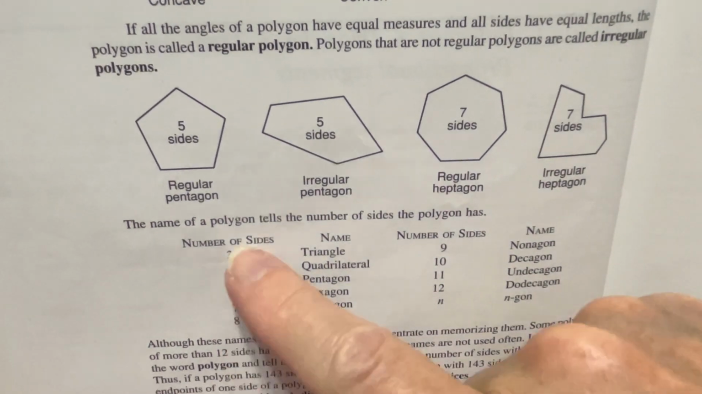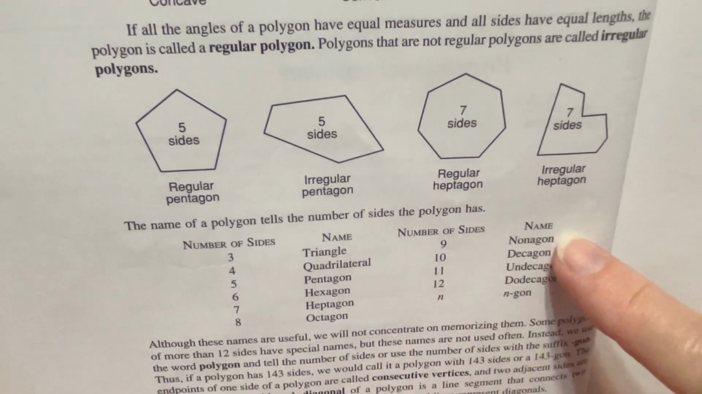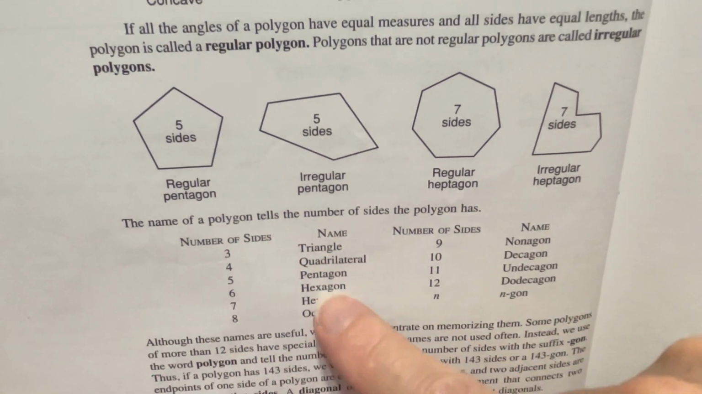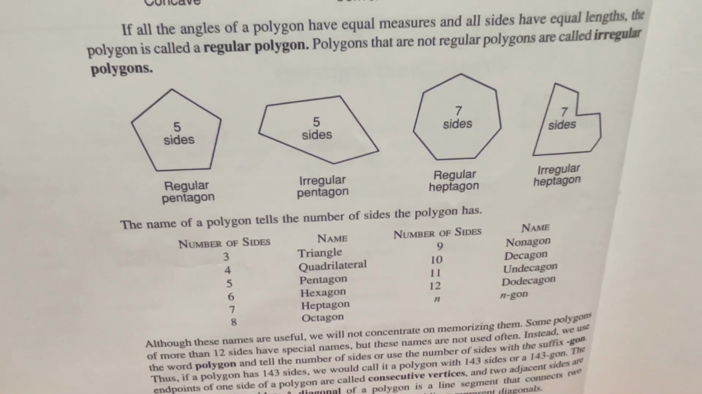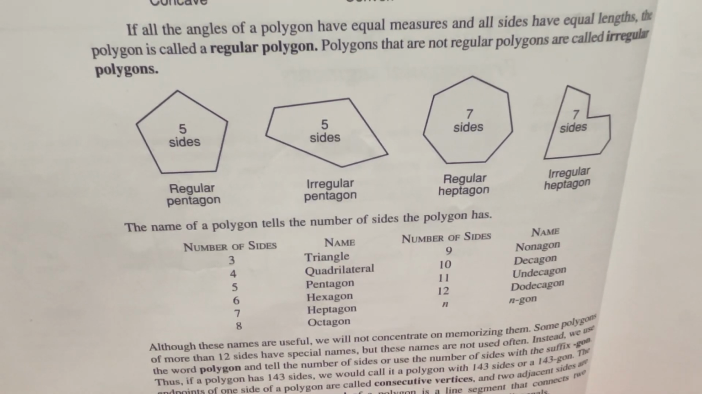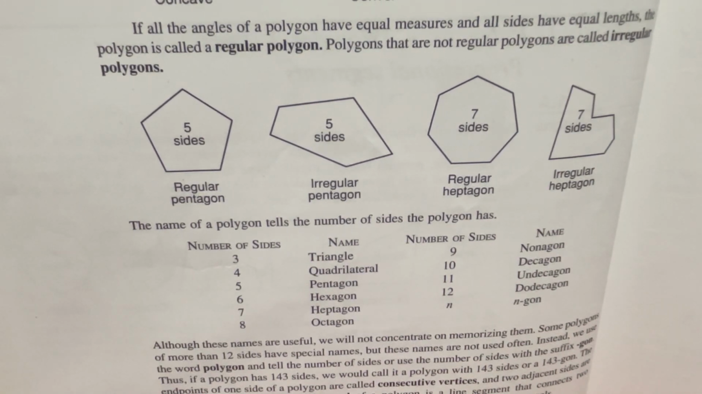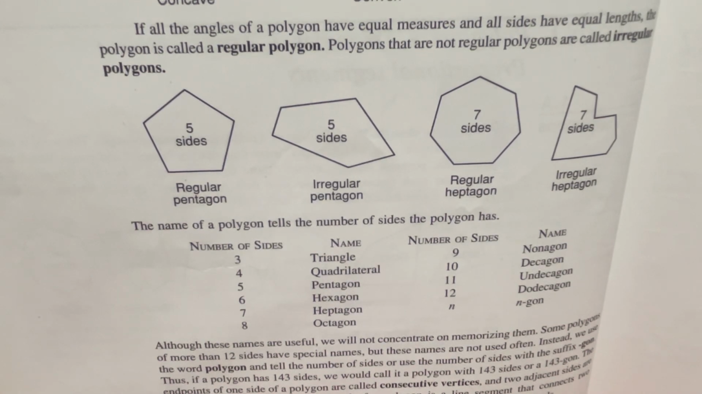Down here, they're giving you the names and number of sides, the name of the figure and the number of sides, so that you can learn to categorize a polygon by the number of sides. So 3 sides is a triangle, 4 is a quadrilateral, 5 is a pentagon, 6 is a hexagon, 7 is a heptagon, 8 is an octagon.